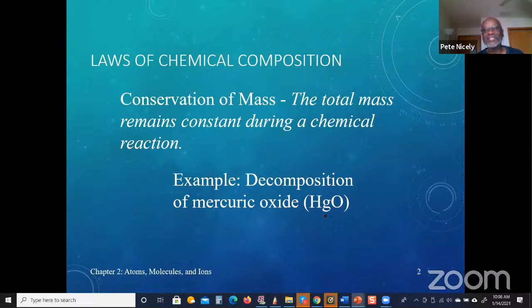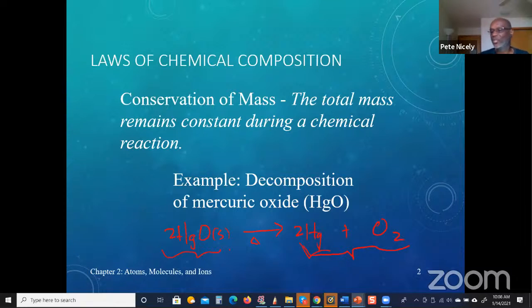So the example that is cited here is the decomposition of mercury(II) oxide. So let me just write down the equation for that reaction. Mercury(II) oxide is a solid. When heated, it forms mercury and oxygen. And to balance this equation, you're going to need a 2 here, and a 2 here, right? So whatever the total mass of the products that you get here, that will be equal to the total mass of the reactant that you started off with here, right?